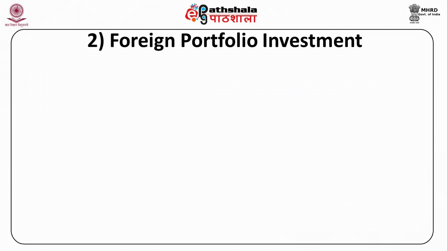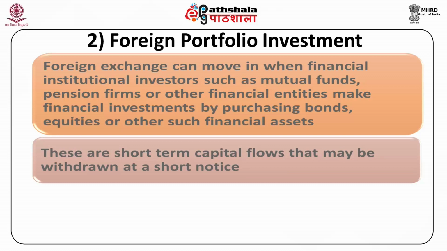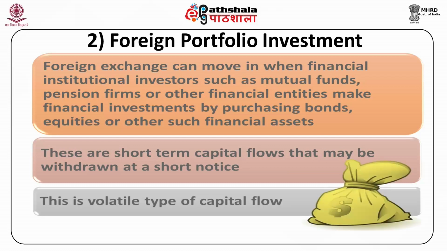Foreign portfolio investment or FPI. Foreign exchange can move in when financial institutional investors such as mutual funds, pension firms, or other financial entities make financial investments by purchasing bonds, equities, or other such financial assets. These are short-term capital flows that may be withdrawn at short notice. As such, this is a volatile type of capital inflow.